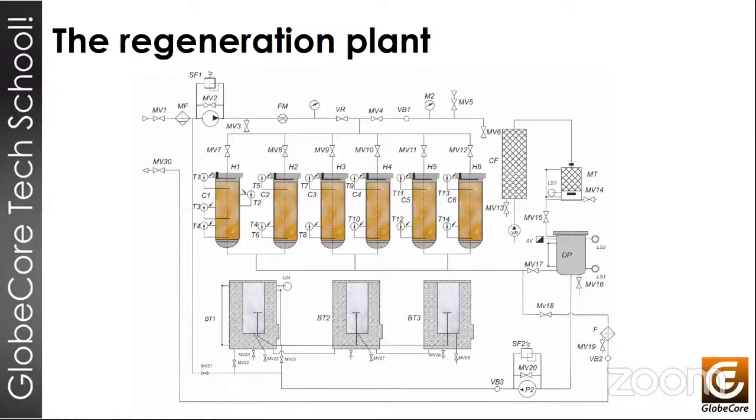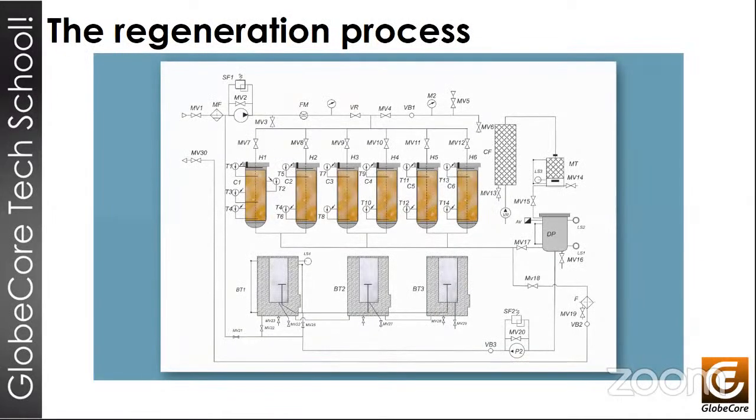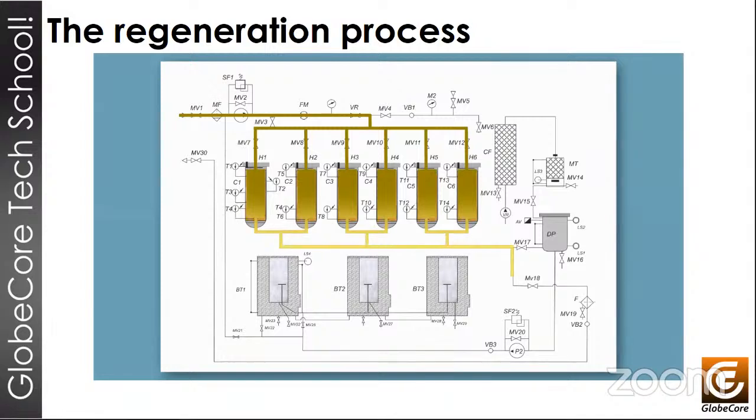Okay, and in the next slides you will see this in animation. Next slide, please. So you can see how oil is pumped and distributed to each of the columns. So when oil goes into the columns and after the regeneration, it goes back to the transformer, or we can also regenerate oil in a tank, not necessarily a transformer, but anyway.